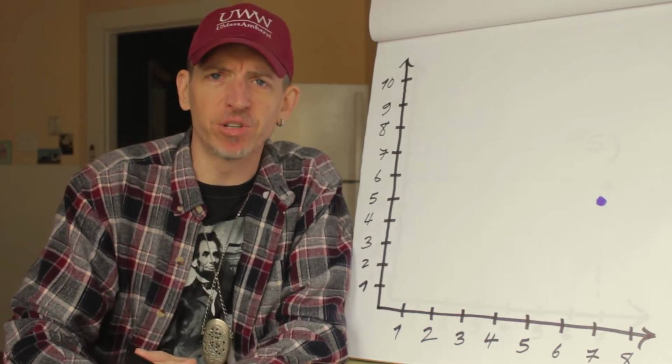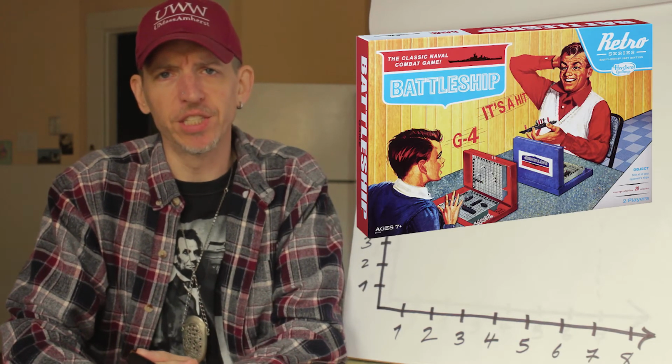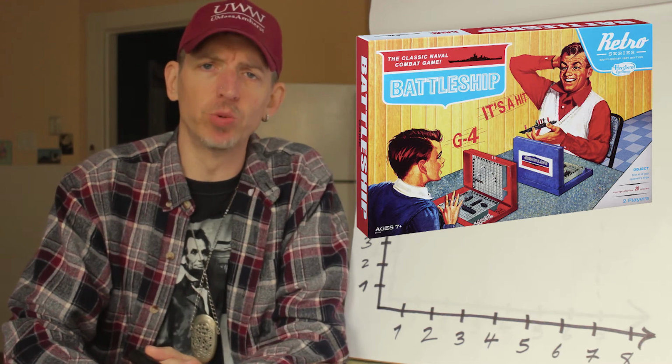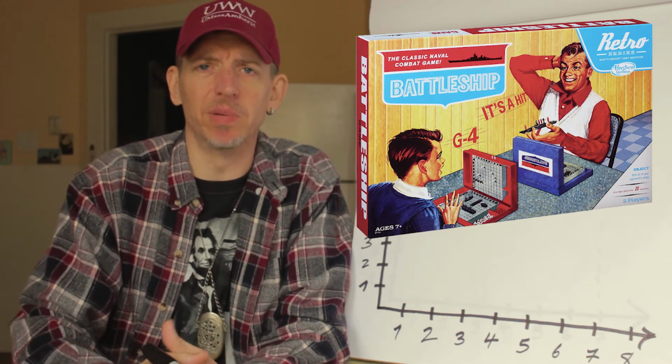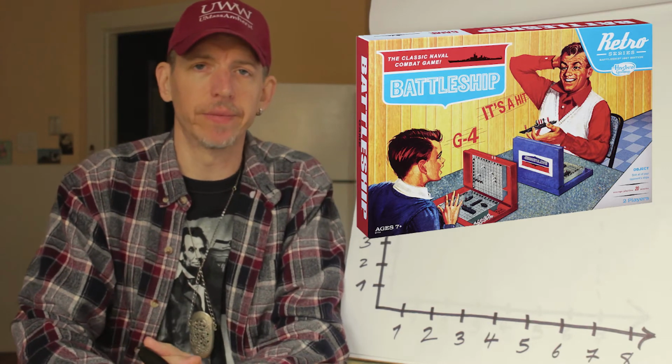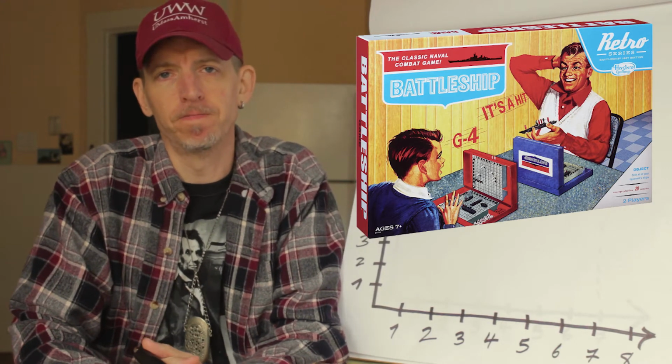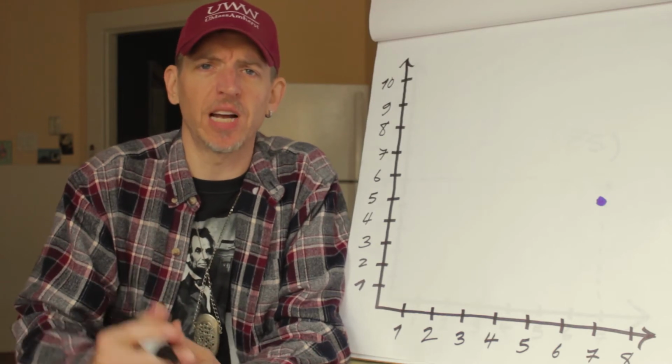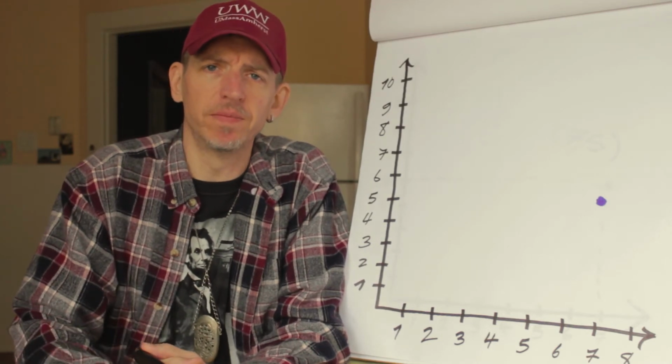It's like that game Battleship you played when you were a kid. Except in the game of Battleship, instead of two numbers, it's a letter and a number. D4, punk! Oh, that's a miss? Alright, I'll try again on my next turn. Anyway, on this type of graph, you only gonna use numbers.